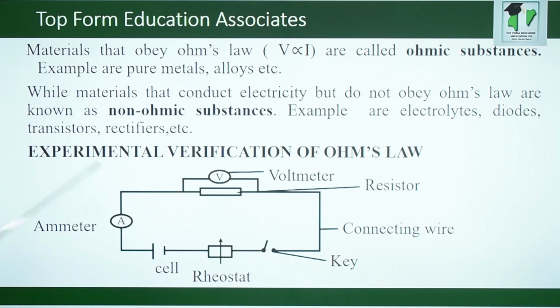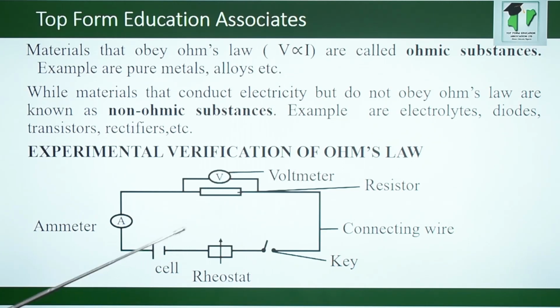Now, experimental verification of Ohm's law. We have the circuit diagram here to represent this. We have the cell, and the ammeter connected directly after the cell. You have the resistor that offers opposition to the flow of current. You have the voltmeter that we use to measure the potential difference between the two ends of the wire where the resistor is fixed. We'll have the connecting wires down to the key, and then the rheostat, which is used to adjust the current flow.